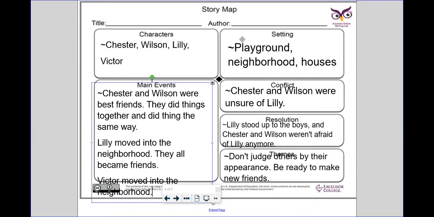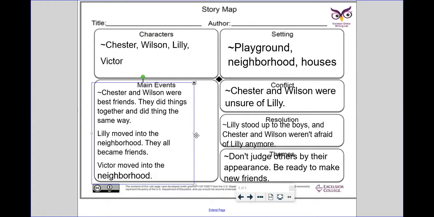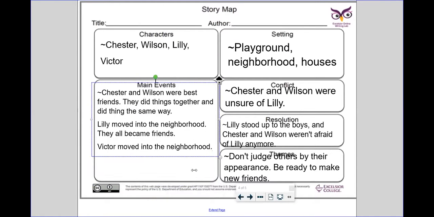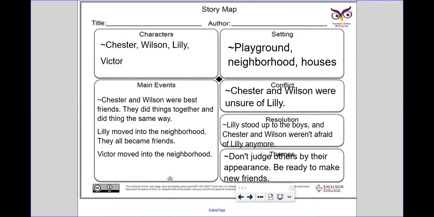Now, unfortunately, we didn't get to hear very much about Victor. We saw that he acted a little on the crazy side, and the other guys, Chester, Wilson, and Lily, looked kind of scared. But I hope they don't do the same thing as when Lily moved into the neighborhood. I hope they give him a chance.